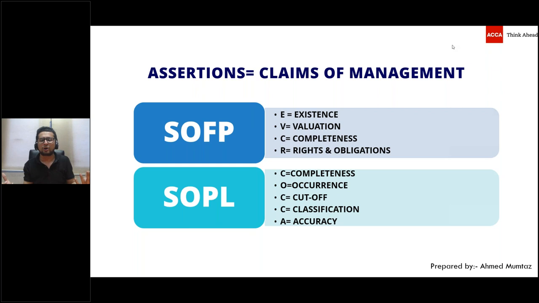What if I recognize the revenue at an inflated amount? What if I recognize the expense or a liability at an understated amount? So we call it accuracy. We need to make sure we are recognizing the transactions at the correct value. I'm not going to use the word valuation, because the word valuation has got to do with the statement of financial position. Rather, I'm going to use the word accuracy for the profit or loss account items. Is this clear to everyone? So these are the assertions which we need to verify.